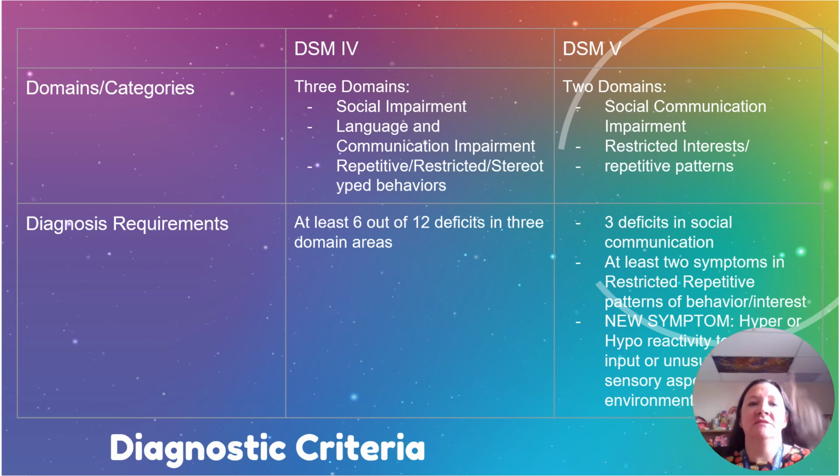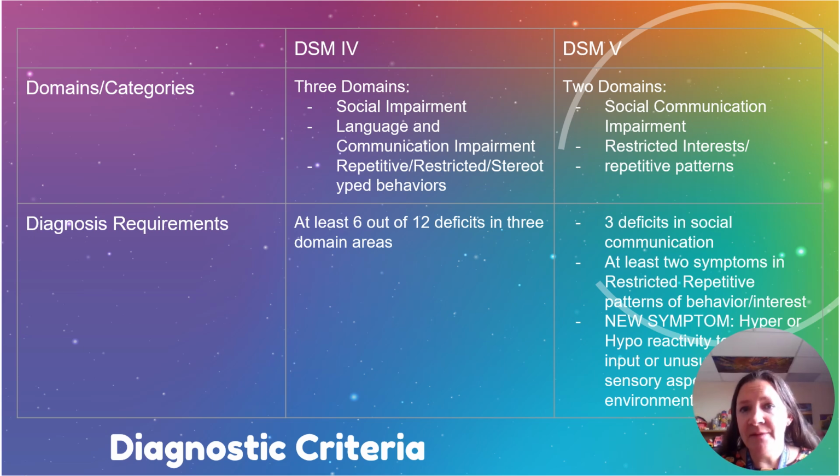There are some diagnostic categories for the diagnosis of autism in the DSM. Several years ago, when they updated the DSM from the DSM-4 to the DSM-5, they shifted the diagnostic criteria. Prior to the DSM-5, we had 3 domains. We had social impairment, language and communication impairment, and repetitive, restrictive, stereotyped behaviors. At least 6 out of the 12 deficits needed to be met in these 3 domain areas in order for an individual to get a diagnosis of autism.